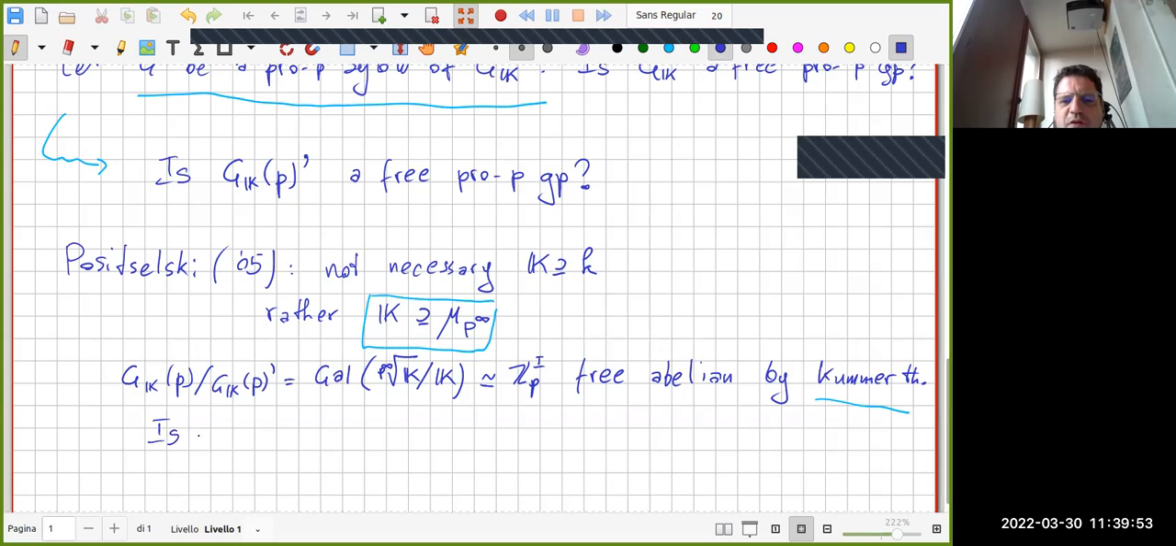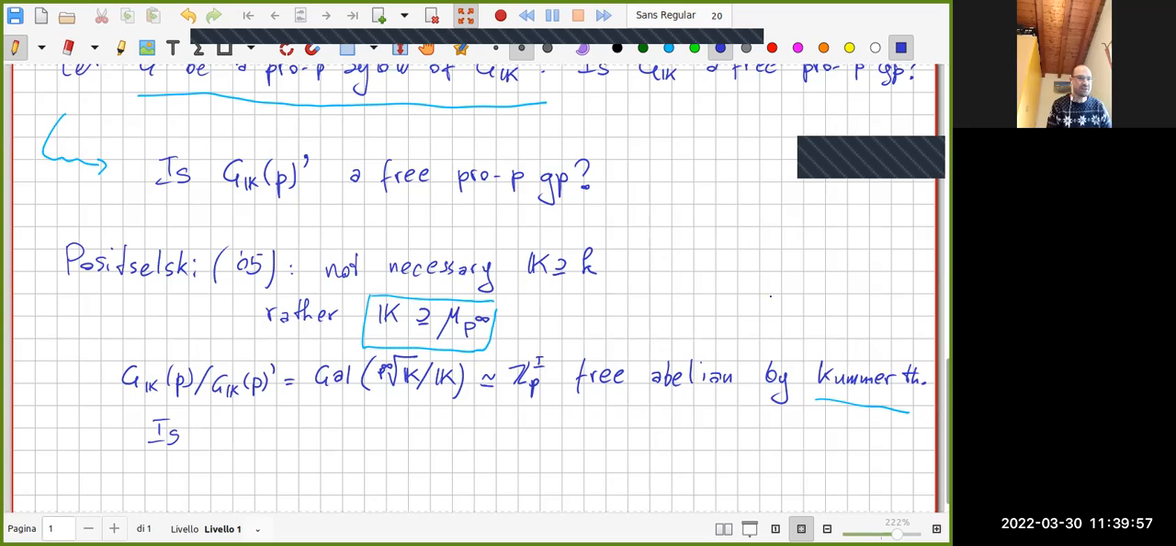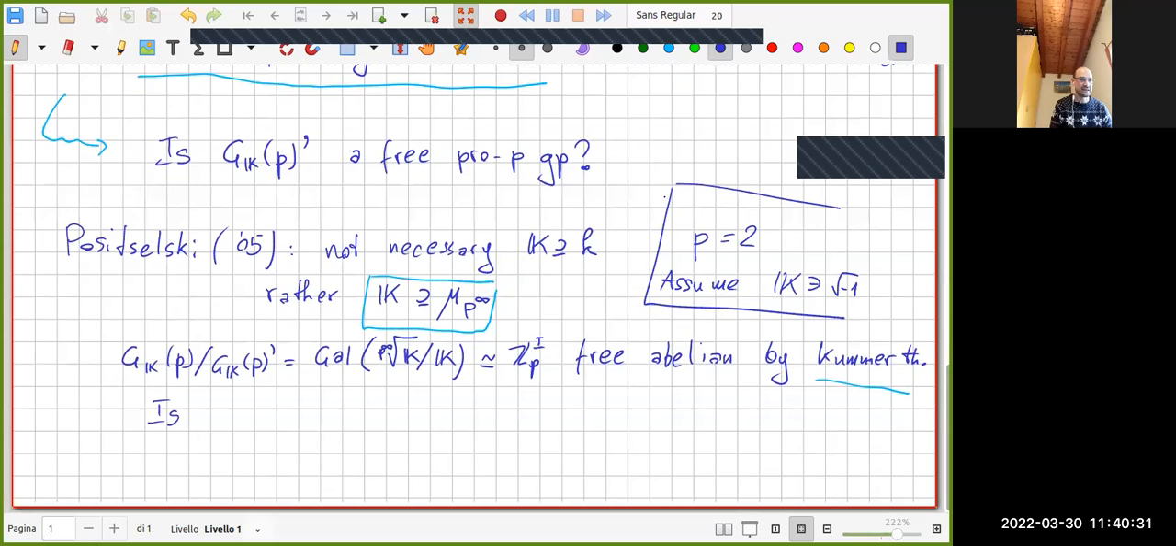Sorry, is that the reason why p is 4? Well, if p is 2, in this case it does not change, but in the rest of the talk I will assume that the base field K contains a root of 1 of order p. If p is equal to 2, I will assume that K contains also the root of -1, which is the fourth root of 1, but this will be required in a while. So the question is again: is the commutator subgroup free?